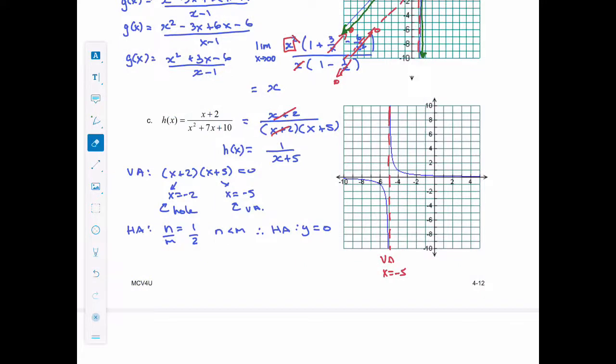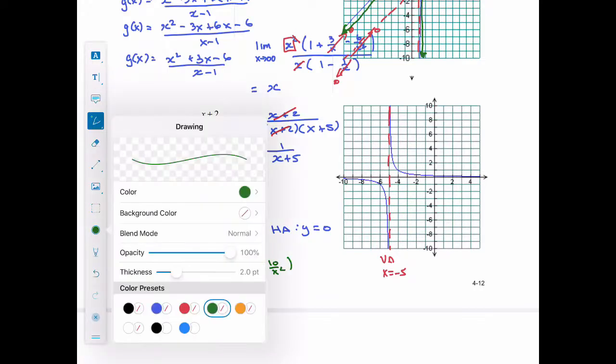All right, to find the horizontal asymptote using the new method that I've demonstrated above, I'll do it here in green. So what we're going to do is find the limit as x approaches infinity. And we're going to factor out the leading term, so we're going to factor out the x. And what we're left with is 1 plus 2 over x. For the denominator, we're going to factor out the first term, so it's going to be x squared. And what we're going to have left over is 1 plus 7 over x plus 10 over x squared.